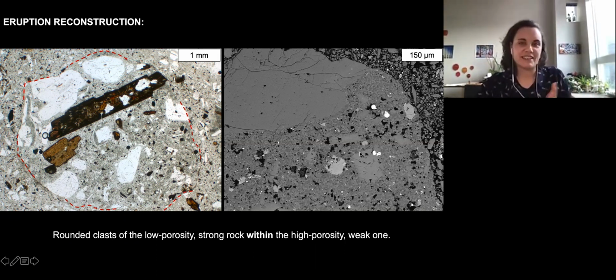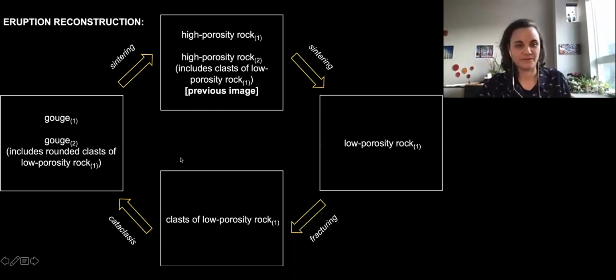In order to get these particular textures to form, the following series of events must have occurred. There must have been a gouge. It underwent sintering to first become a high porosity rock and then a low porosity rock. In order to make clasts, that low porosity rock must have been disrupted and fractured. In order to produce rounded clasts, there must have been some sort of milling. And so we can imagine there's another, second generation gouge. That gouge underwent sintering, and that's how we can produce the material seen in the previous image.